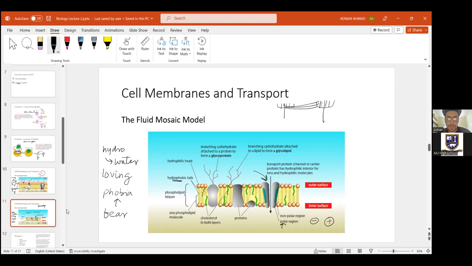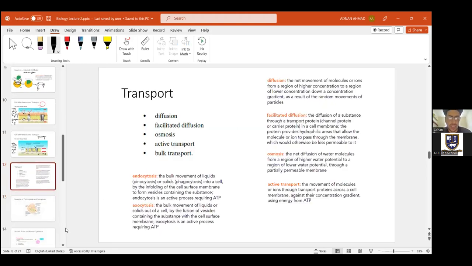Okay, and like by absorption, by osmosis, by diffusion, we will see those in a minute. Okay. So now that we have discussed the structure of the cell membrane, we are going to see the mechanisms by which the transport takes place, okay? So the first one is diffusion. Diffusion is the net movement of molecules or ions from a region of higher concentration to a region of lower concentration, down a concentration gradient, as a result of the random movement of particles.